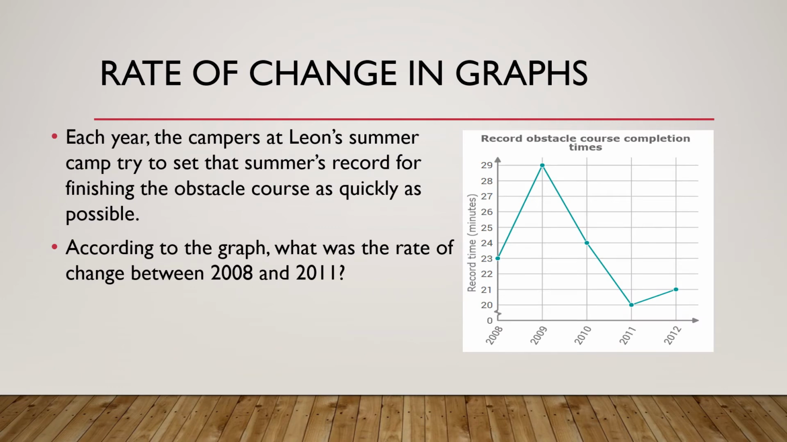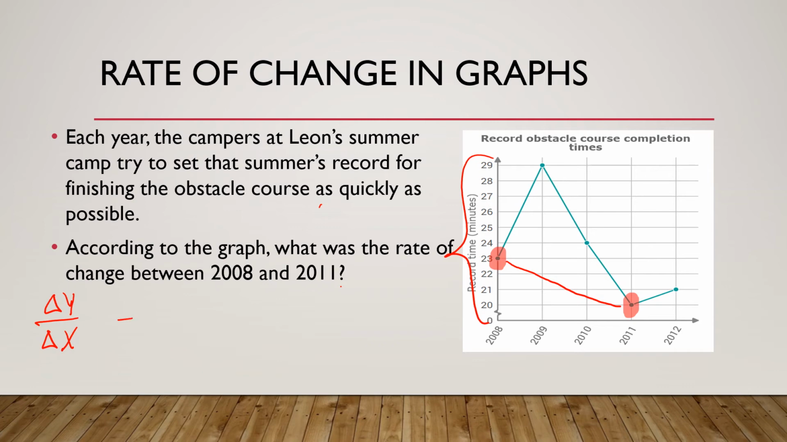Each year, the campers at Leon Summer Camp try to set that summer's record for finishing the obstacle course as quickly as possible. According to the graph, what was the rate of change between 2008 and 2011? So here's 2008 and here's 2011. So we're doing our change in Y over our change in X. Okay, so remember your Y values are here on your Y axis. So we went down from 2008 to 2011. So we know it's going to be negative.